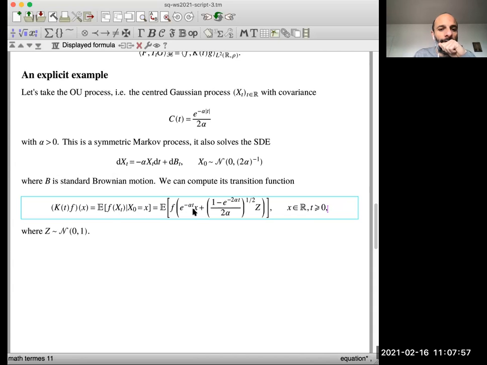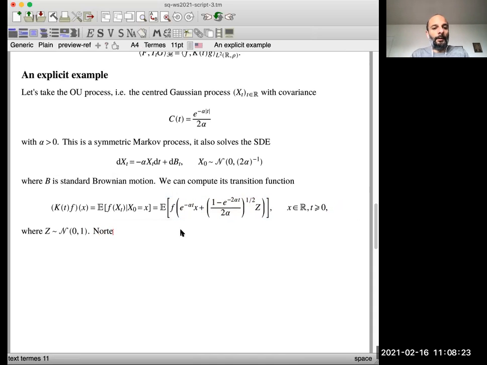You take the function, you put the initial condition, and it gets depressed by this factor. At time 0 it's x, and there is nothing else. Then as time goes by, the initial condition is depressed, and you get more and more randomness inside, and when time goes to infinity, this goes to 0 and this goes exactly to the invariant flow.